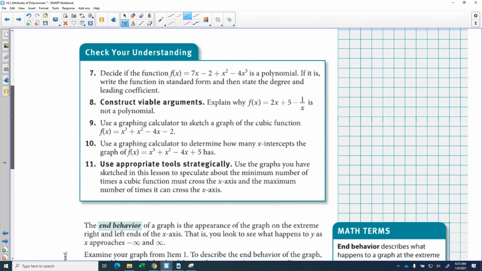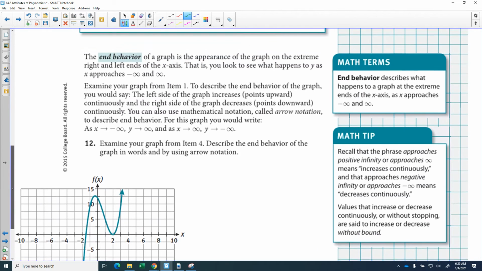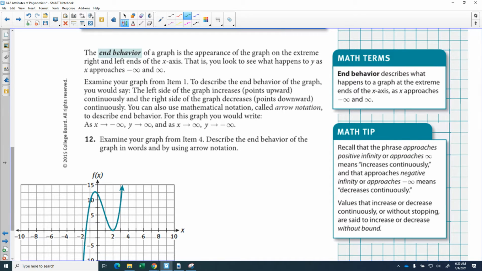The second thing we're going to focus on is something called end behavior. Now, end behavior describes exactly what it is. It's going to describe how the graph reacts at the ends of your graph. How I always look at the word end is to try to think of arrows. Where is your graph pointing? With end behavior, you're really trying to figure out where this graph points at the end of it.